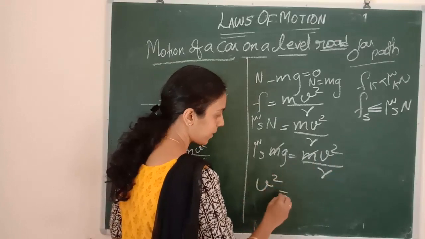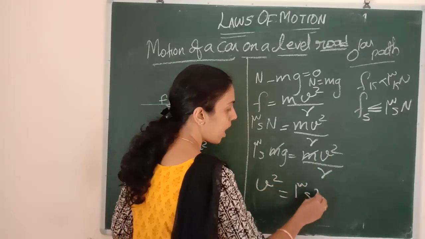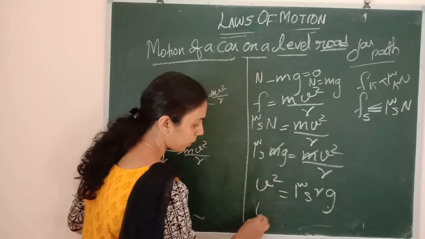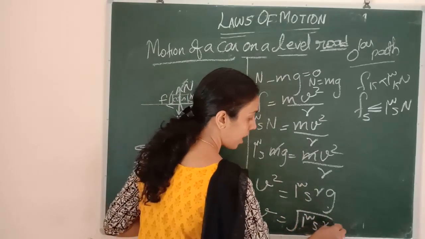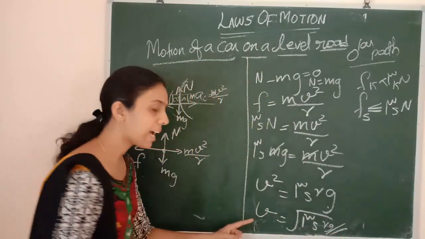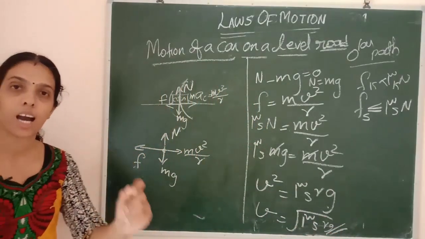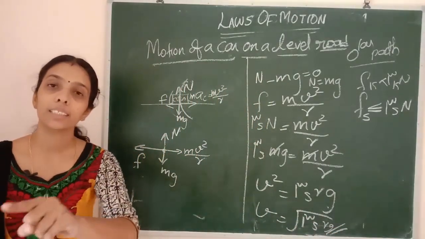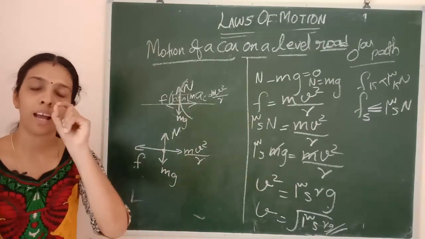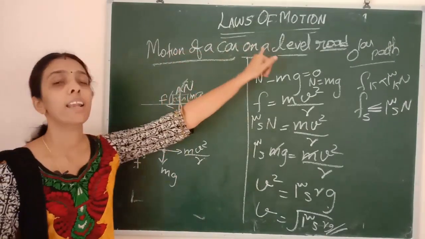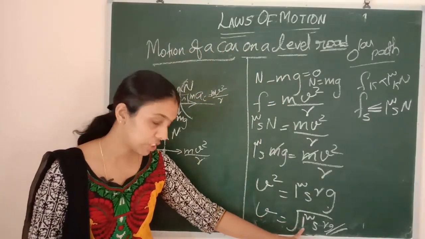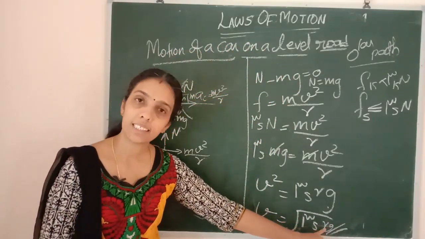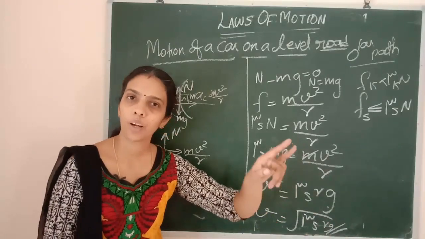V square equals mu s into rg. So the velocity of the car will be root of mu s into rg. This will be the maximum velocity the car can take when it is taking a circular path on a leveled road. So it depends on which factors? Static friction, and the radius of the circular path.